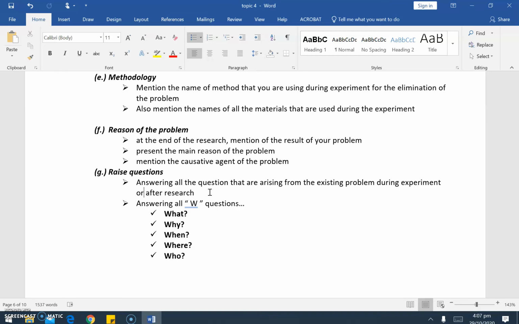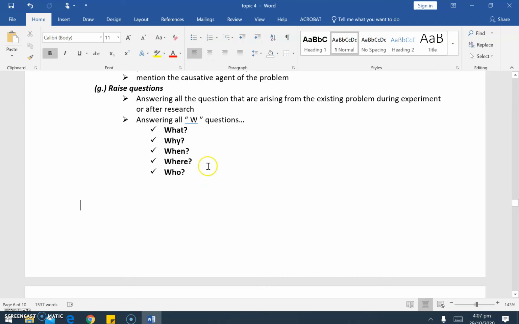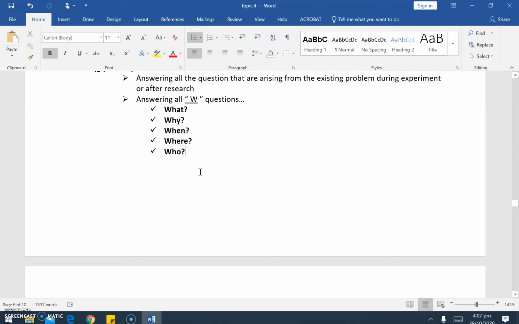It's just a cycle. So all of those raised questions will answer the W questions: what, why, when, where, and who. These are the questions that must be answered in your statement of the problem. What is the problem? Why does it become a problem? When: is it a current issue or has it been around for a long time? Where: this is the specific area. And who: who is involved in this problem. These are the questions that we must answer.